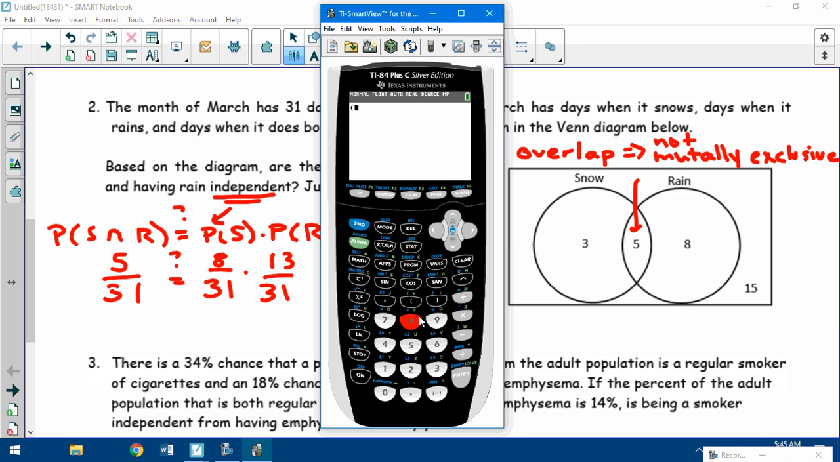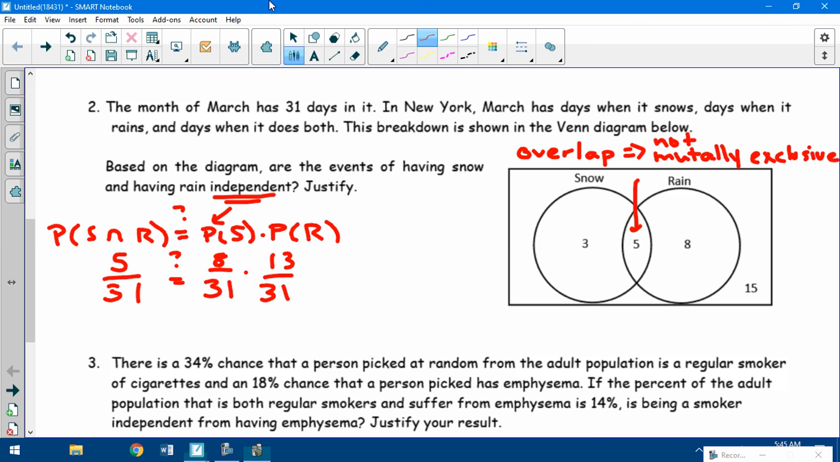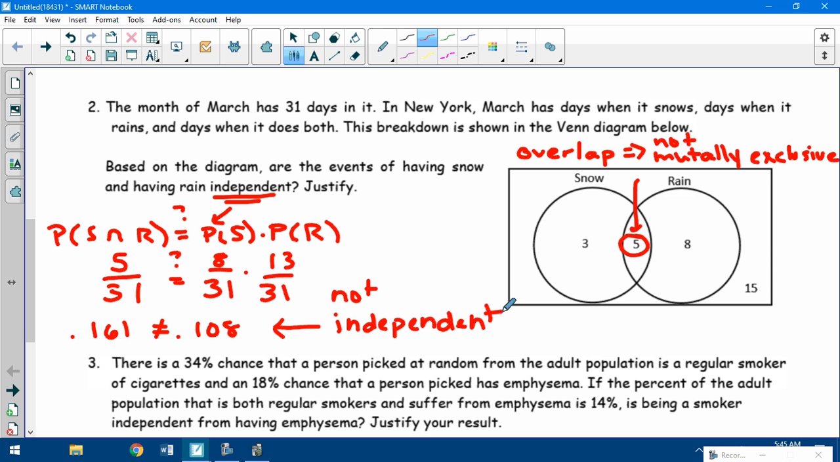Okay, so I need to just do 8 out of 31 times 13 out of 31. And I get 0.108, and 5 out of 31 is 0.161. So they are not independent, but not because there's overlap, because that's not equal. And it kind of should make sense if it's not independent, because if it rains on a day, it probably isn't a snow day. Or if it does rain, maybe there's more chance of just precipitation, something like that. But everyone go back and check your homework on this one, because you may have gotten this final conclusion correct, but this is the work you needed to show.